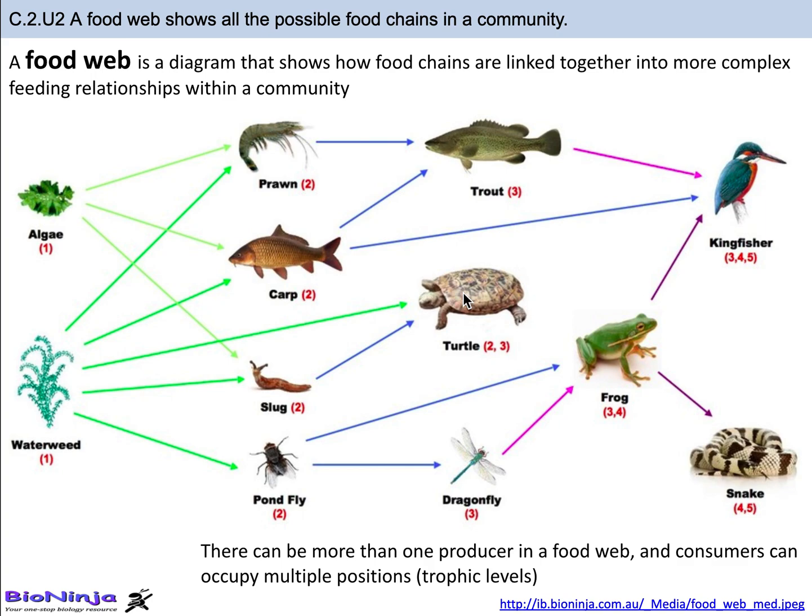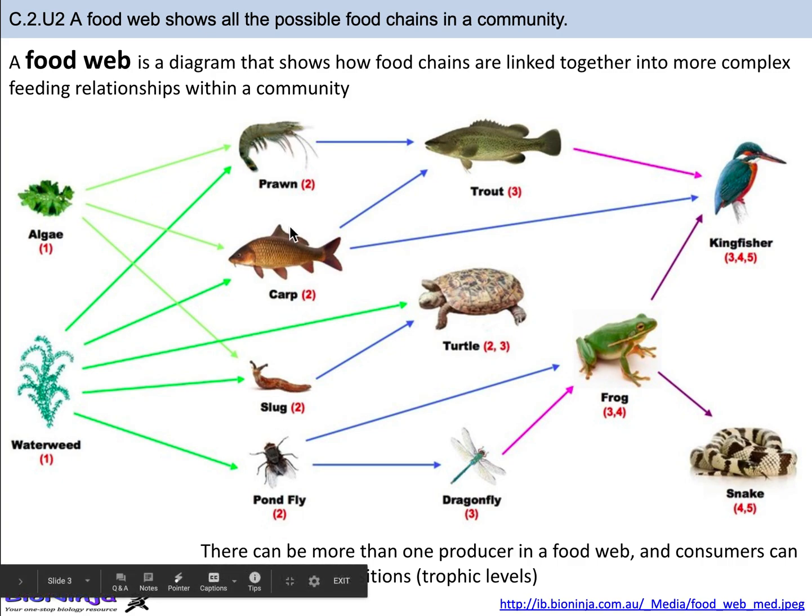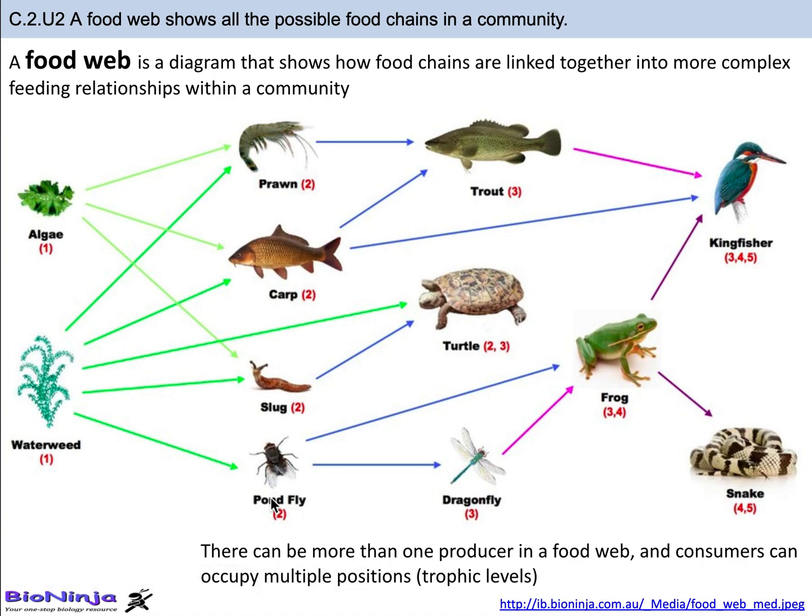All right, so our first understanding is at the top here. A food web shows all the possible food chains in a community. We went over this in our last lecture, but the key thing is that multiple organisms can be at different levels in a food chain. They are not always within one situation. Like here, these primary consumers can sometimes be secondary consumers or tertiary consumers.